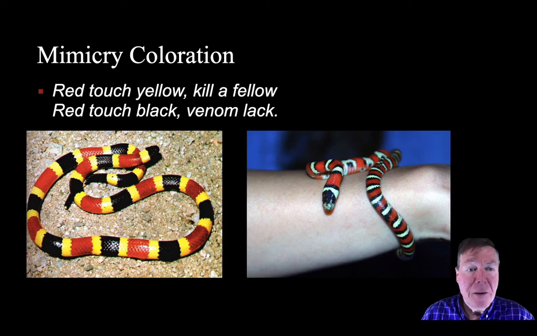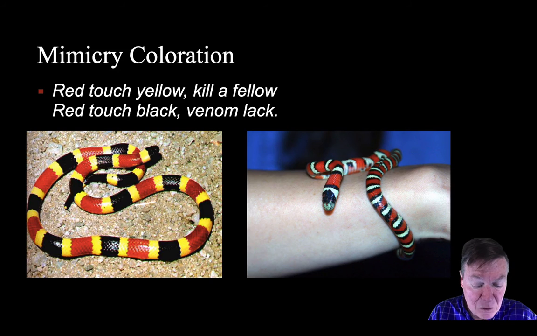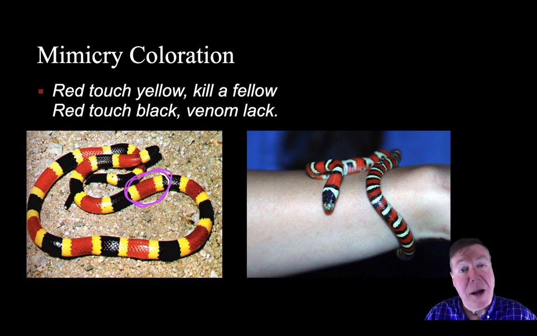Well, if red touches yellow, it'll kill a fellow, and if red touches black, venom lacks. So we're looking at if red touches yellow right here. I'll do that in another color for you. Right here, if red is touching yellow, it can kill you. If red is touching black, it doesn't kill you. Now, next time you see a snake like this, if you ever see one, I've never seen one in the wild, I would just not pick it up. I wouldn't pick up either one of these because I'm not going to bet on it.